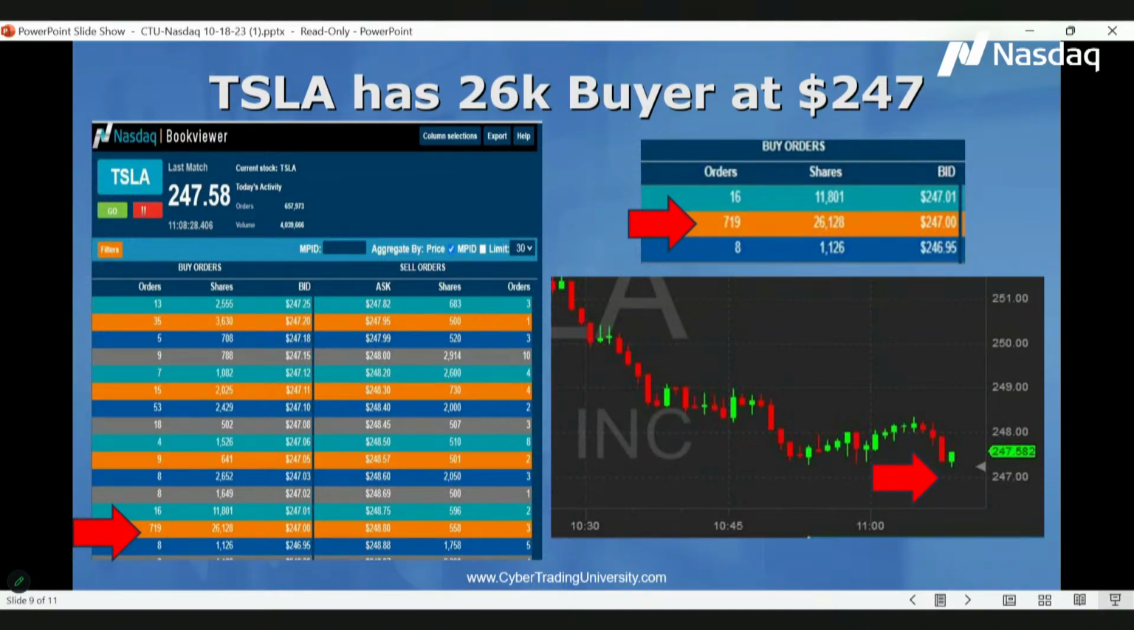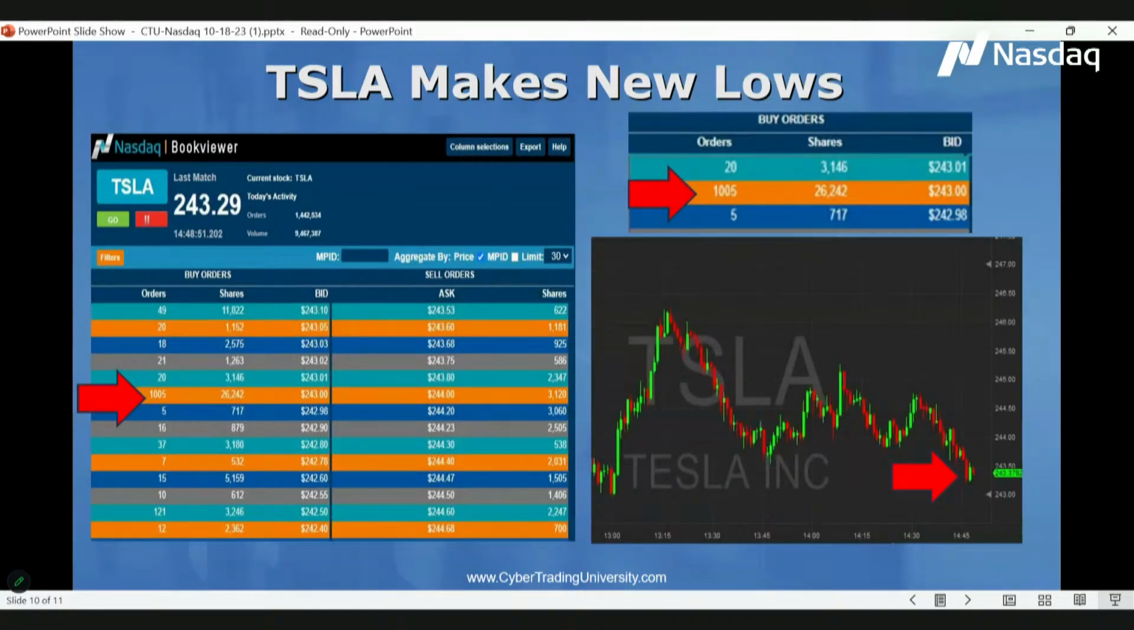And you got executed. So what ends up happening? Boom, as the time goes on, now we're at 10:30, 11 o'clock, now the stock is making lower lows. When you look at the book viewer, you'll notice that there are big orders at all different main prices, specifically at 247. Now you have another 719 orders out there for another 26,000. What ended up happening, Jill? That buyer got executed. Right.